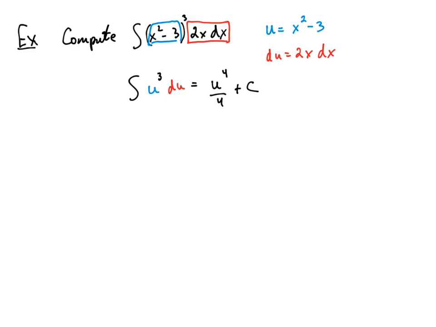Again, we need c because this is an indefinite integral. And then lastly, we're going to resubstitute in whatever we had for u. So this will be x squared minus 3 all raised to the fourth power divided by 4 plus c. And there is our answer.